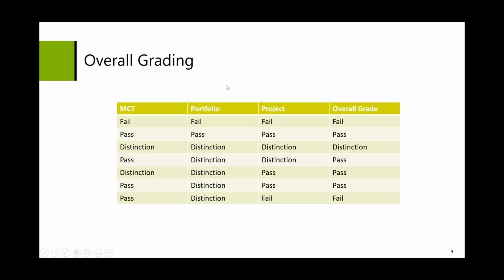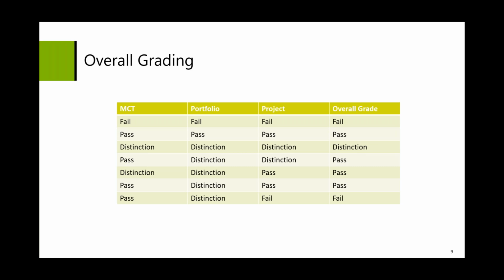So this is a non-exhaustive list of what could happen. If they fail the multiple choice test, portfolio and project, the overall grade would obviously be a fail. If they passed all three, it would be a pass. So if they met all pass criteria, it would be a pass. And a distinction would mean meeting all distinction criteria for the portfolio and project, as well as all the pass criteria. If they got a pass on one component and distinctions on the other two, it would still be a pass.